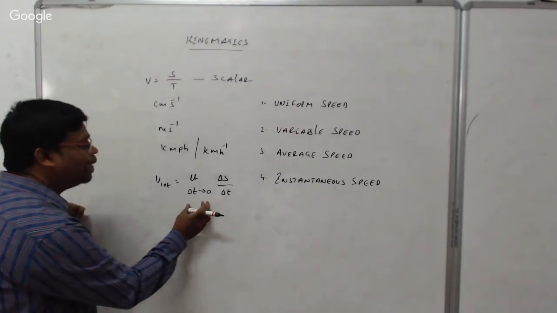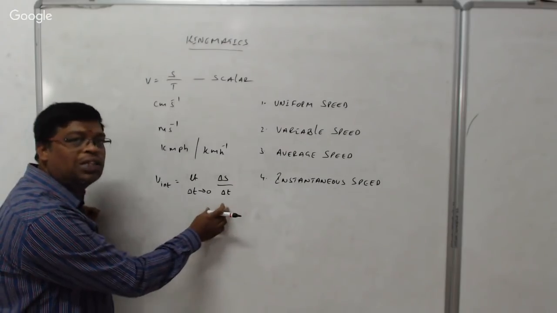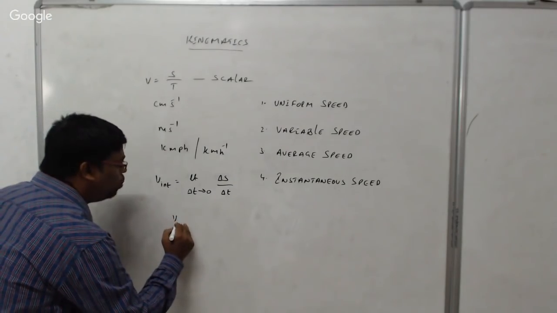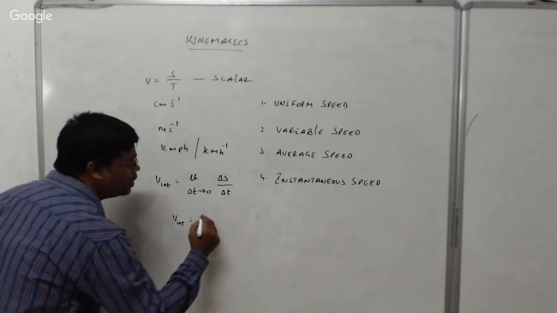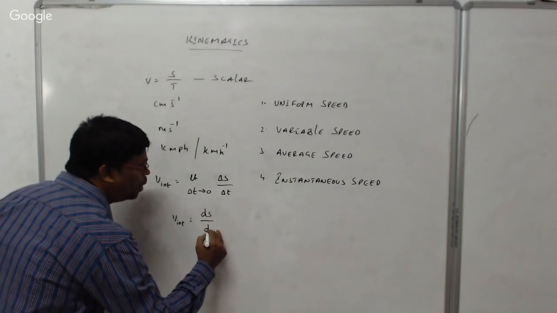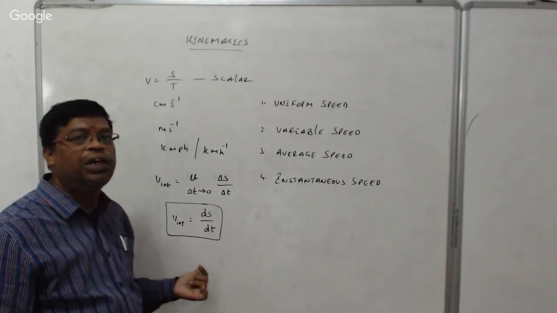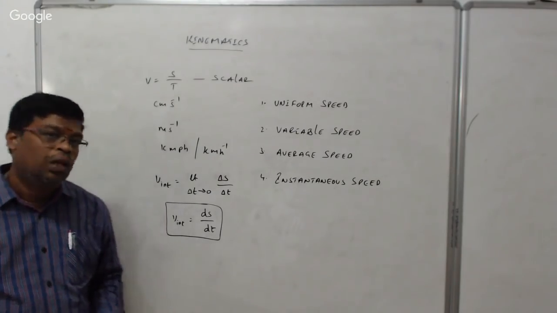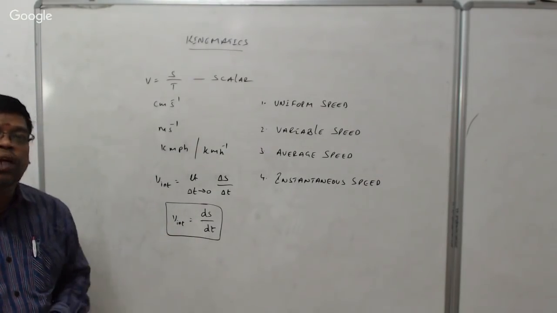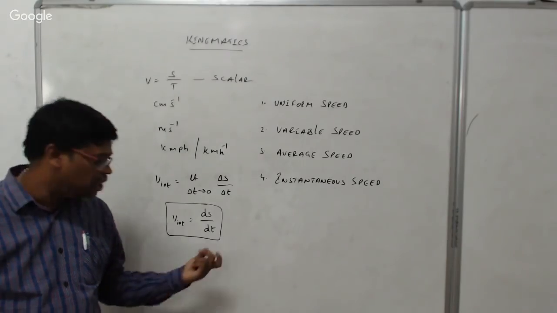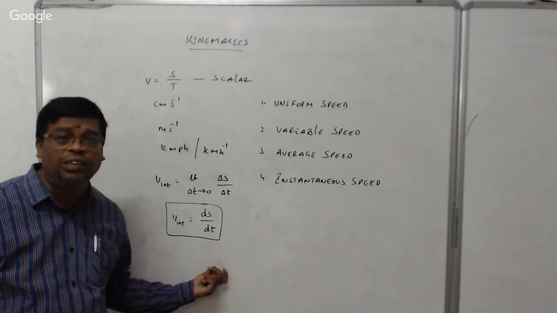Whenever limit delta t tends to 0 is applied, the formula becomes V instantaneous is equal to ds by dt. What is d here? D is called the derivative. Derivative of distance with respect to the time interval. This is the formula for the instantaneous speed.